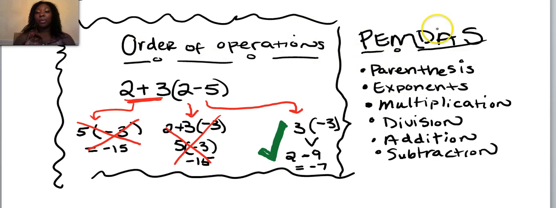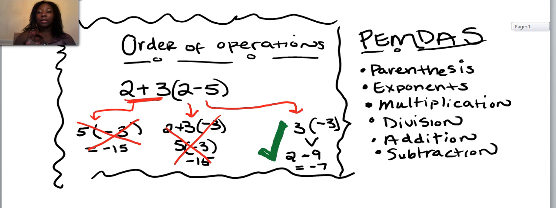There are many ways to remember this. Some people say, please excuse my dear Aunt Sally, PEMDAS. If you remember the word PEMDAS, you will remember which way to do this: parentheses, exponents, multiplication, division, addition, and subtraction. So that is a reminder of what the order of operations is.